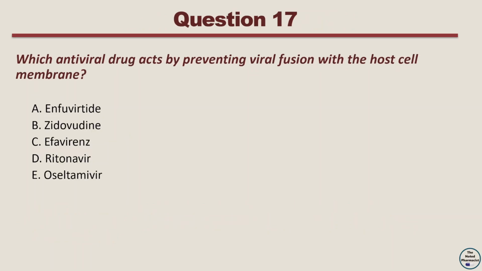Question 17. Which antiviral drug acts by preventing viral fusion with the host cell membrane? Option A, enfuvirtide. Option B, zidovudine. Option C, efavirenz. Option D, ritonavir. Option E, oseltamivir.